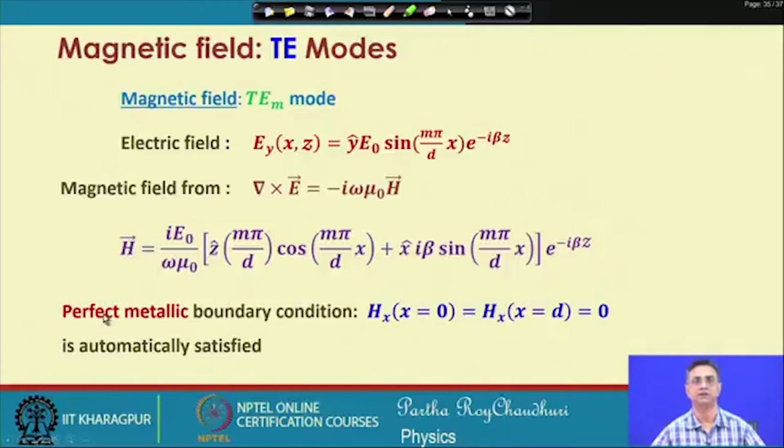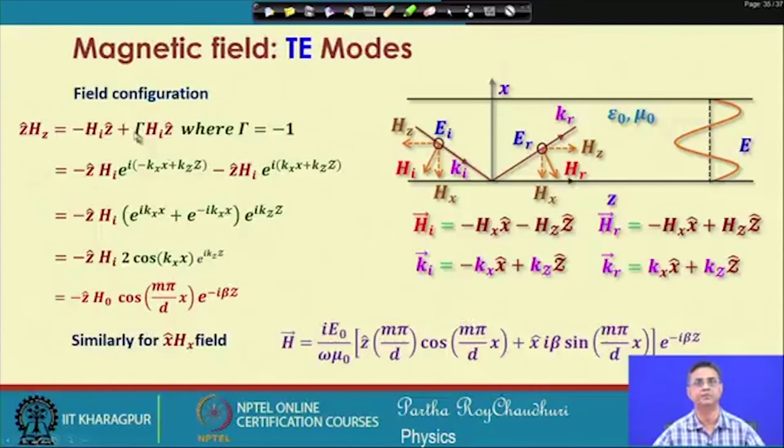Now, we can impose the perfect metallic boundary condition that H x at x equal to 0 is 0 and H x at x equal to d is also 0, and that condition is automatically satisfied here. If you plug in x equal to 0 here and here, then this H x component of the field, which is the x component and not the tangential component, will automatically be equal to 0.